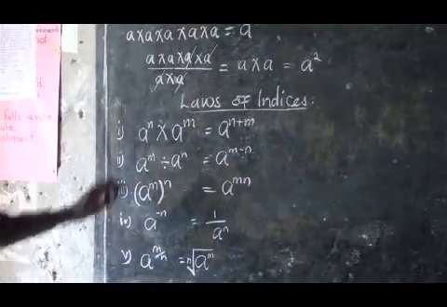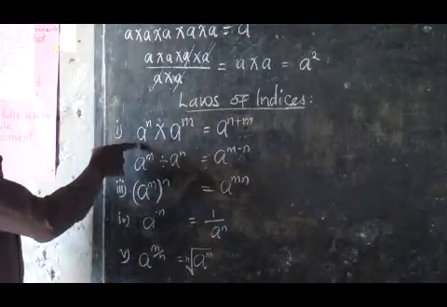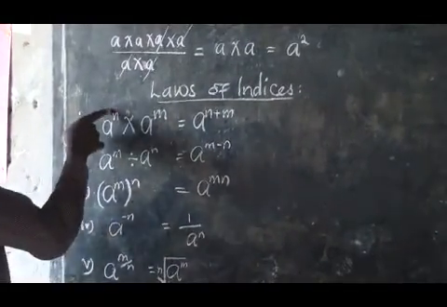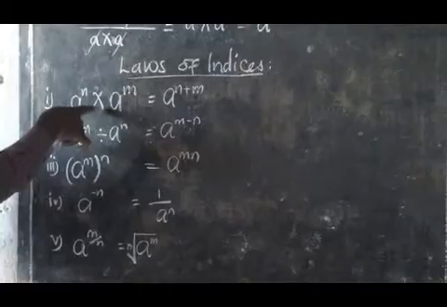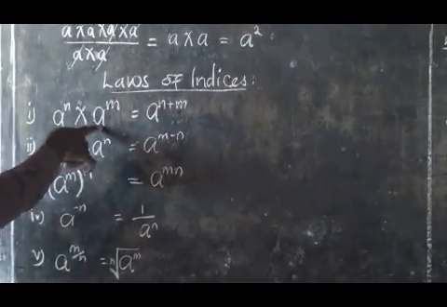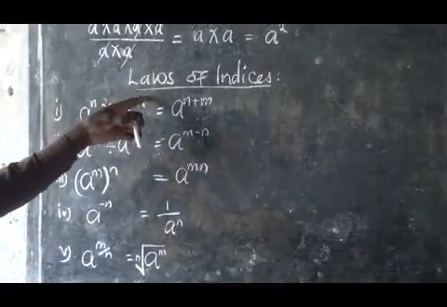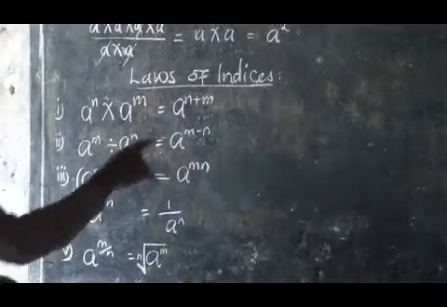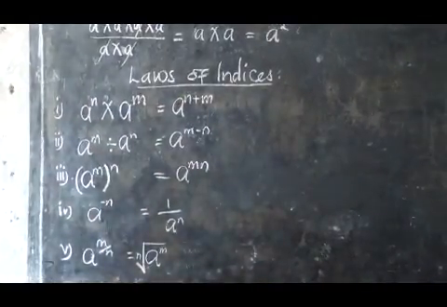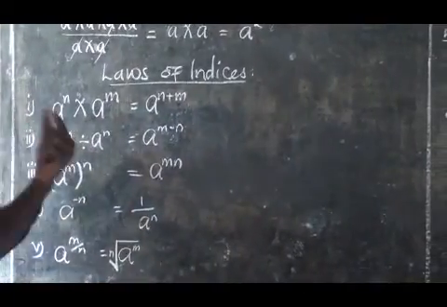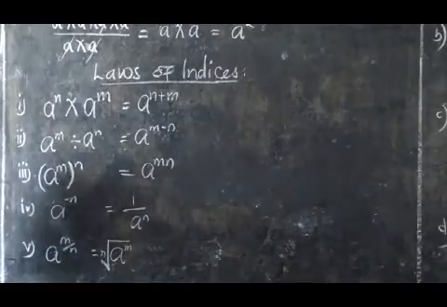We have a law that says that if we have a base A powered by a power, times the same base powered by a different power, here we just add the powers. We maintain the base and we add the powers. I hope this one you know. And we're going to see this in our examples that we're going to try out.